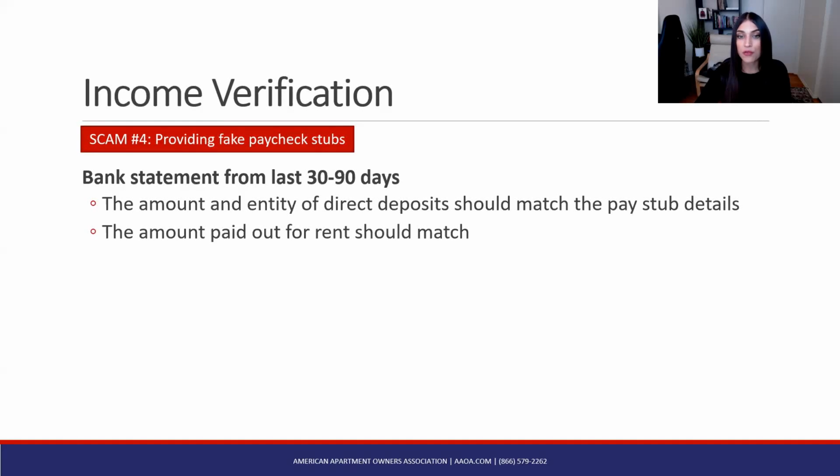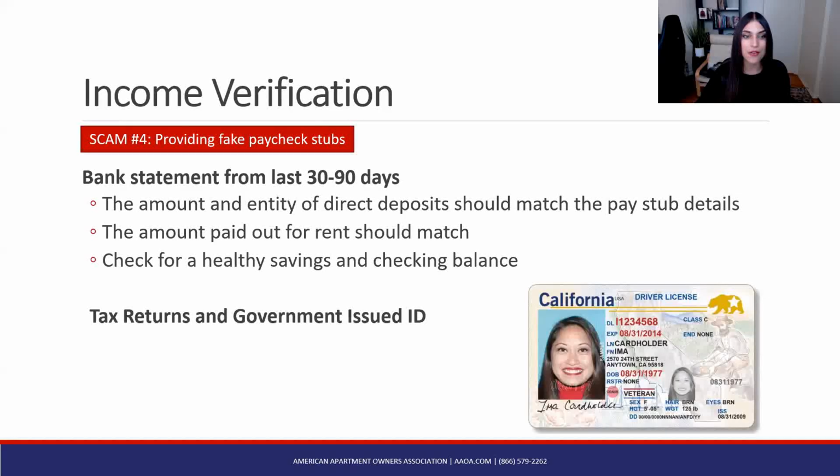The amount paid out for rent should match. So that's something else you can see on the bank statement. Of course, you can check for a healthy savings and checking balance. Again, remember, something that's not on the credit report. Very important to see that, to see what kind of safety net they have.